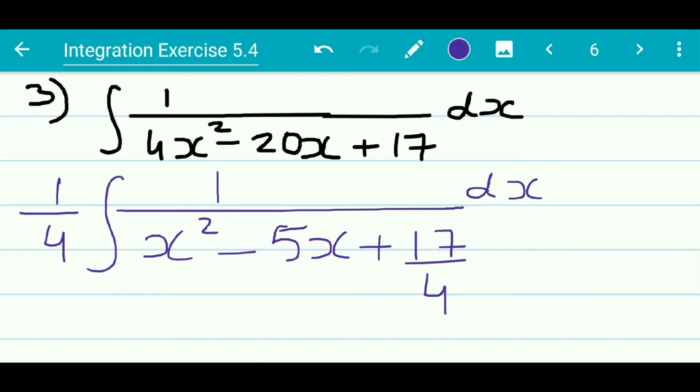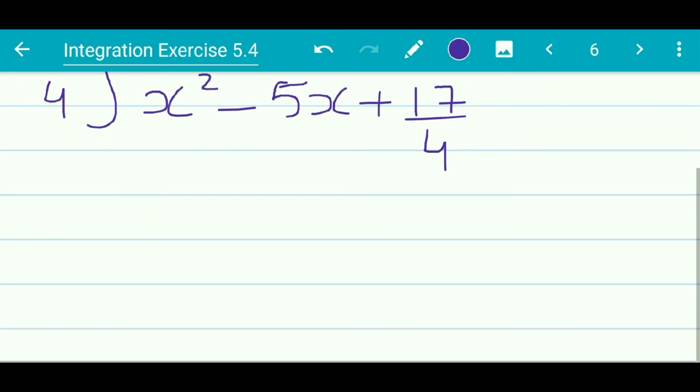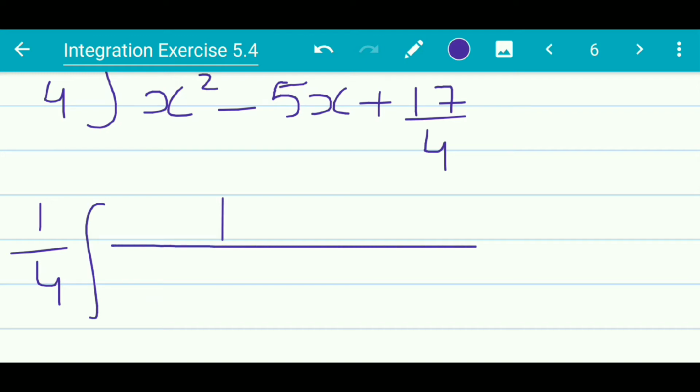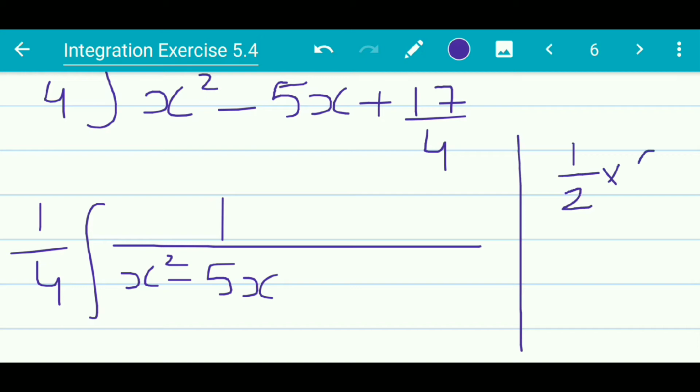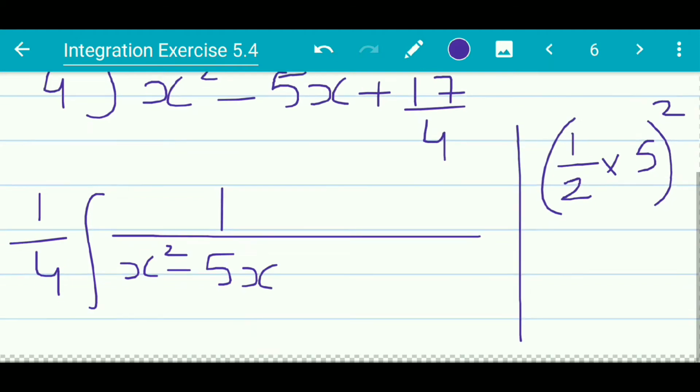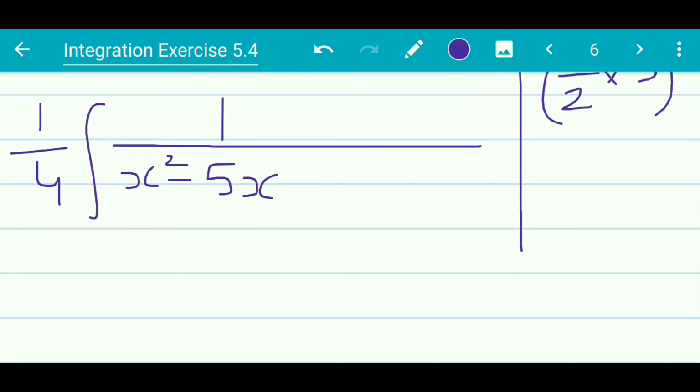Now the next step is similar to the second sum actually. So here 1 upon 4 remains outside, integral of 1 upon x square minus 5x. The first two terms are same. Now to complete the square here, what do we do? Correct. We take half the coefficient of x the whole square. That is half of 5 the whole square. The coefficient of x is 5 here. So half of 5 the whole square, which is 5 upon 2, which is 25 upon 4. So the term becomes 25 upon 4.